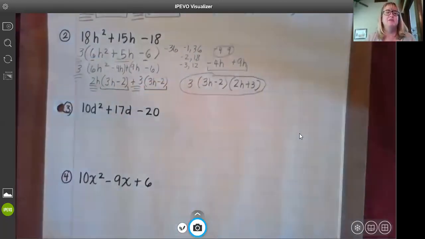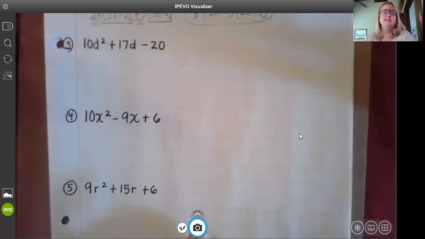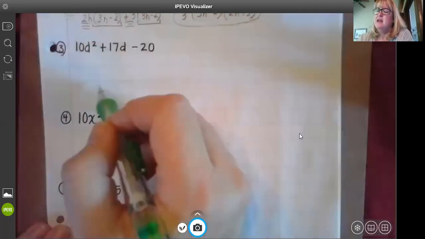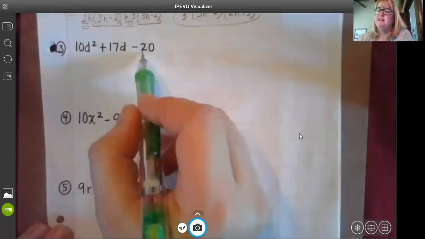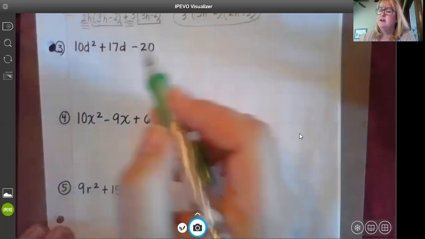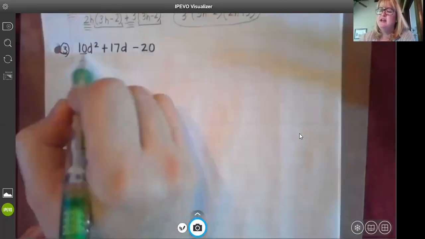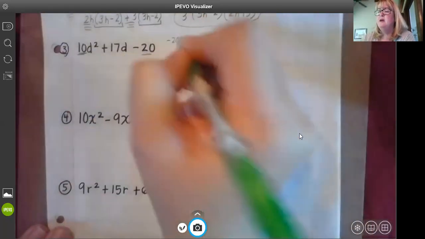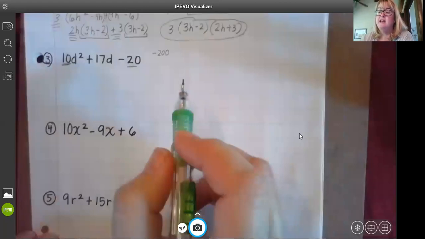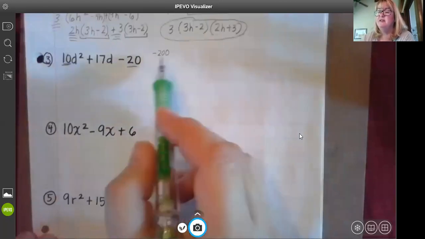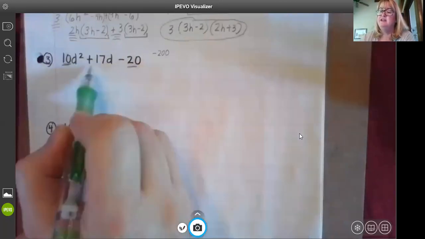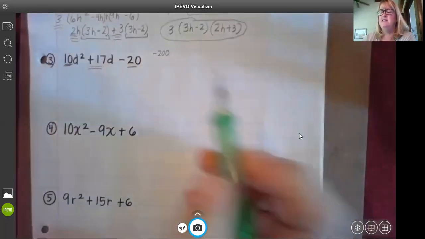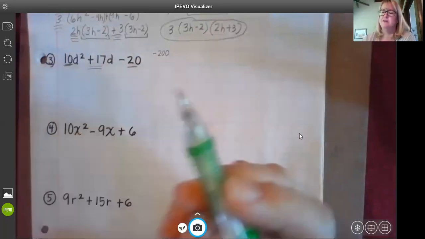All right, let's look at number 3, 10d squared plus 17d minus 20. Oh, this is a little bit ugly. Can I factor anything out? 10, 17, 20? Nope. All right, so I've got to multiply 10 and negative 20, and that would be negative 200. My factors, I have to have one negative, one positive. And they need to combine to make a positive 17. Since this is positive, that tells me my bigger factor also has to be positive.